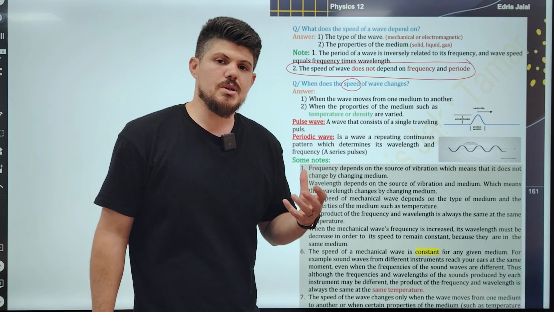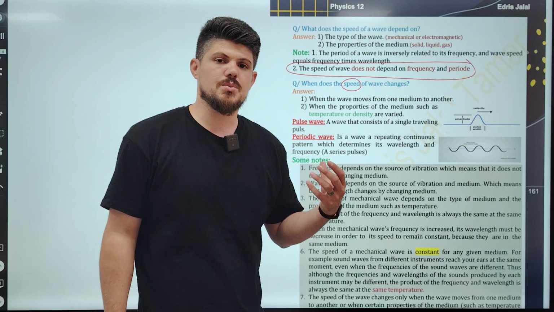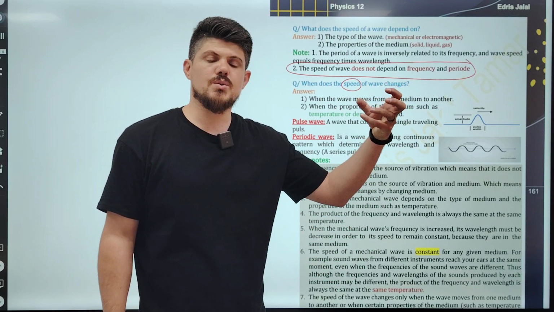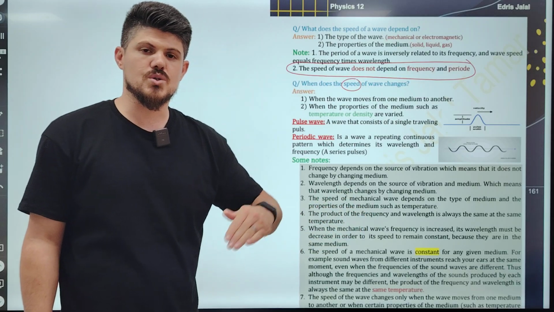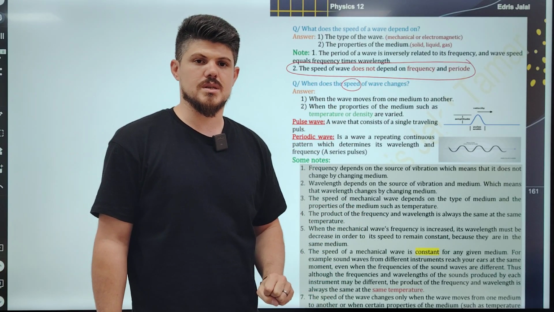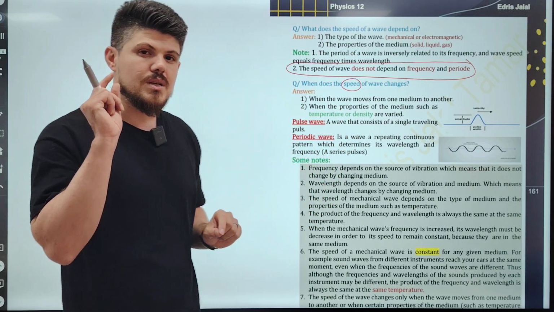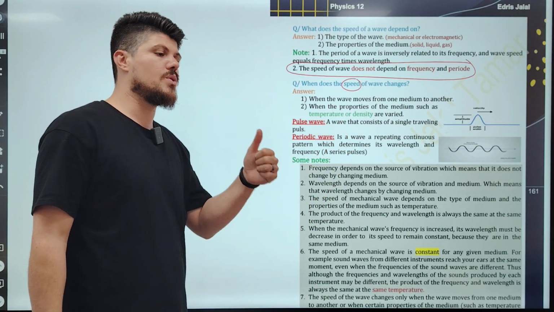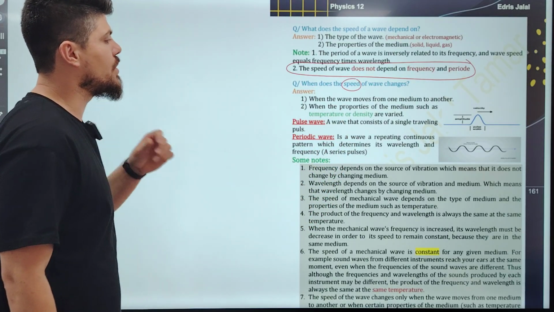The relation between the speed of sound and the temperature is directly proportional. When the temperature increases, the speed of sound also increases. When the temperature decreases, the speed of sound also decreases. There is a direct relation between the speed of the sound wave and temperature.